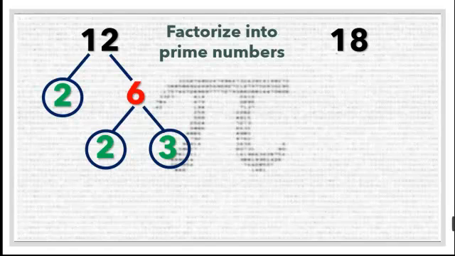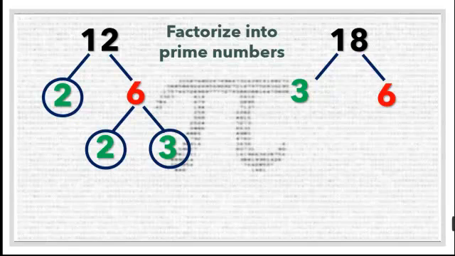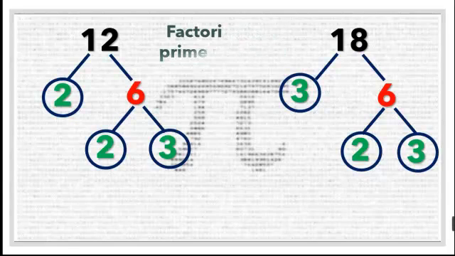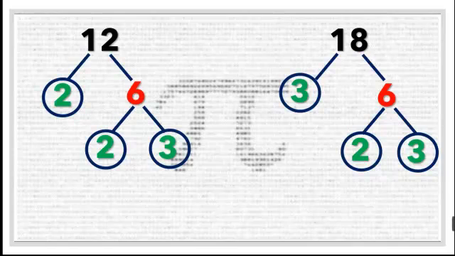Okay, what about 18? I will do the same. 18 equals 3 times 6, or any two numbers you can choose. 3 is a prime number, yes. What about 6? 6 is not a prime number, so I'm going to factorize it again into 2 and 3. 2 is a prime number and 3 is also a prime number, so here I have finished factorizing into the prime factors.